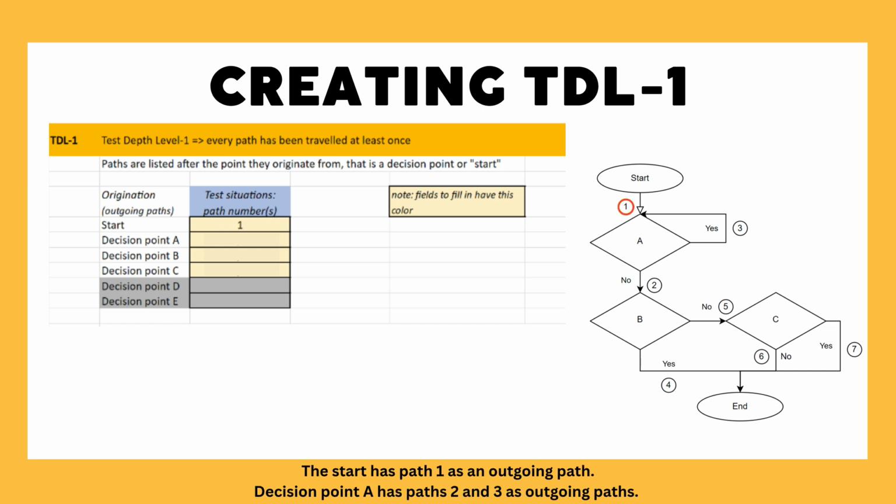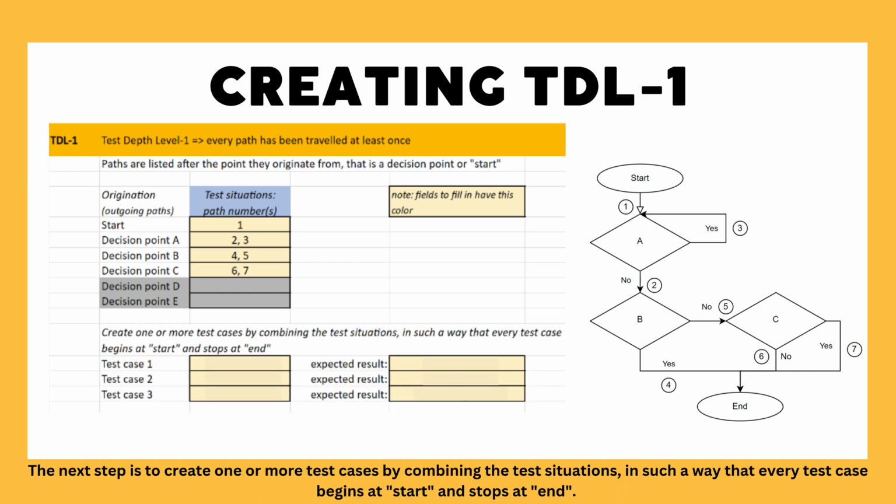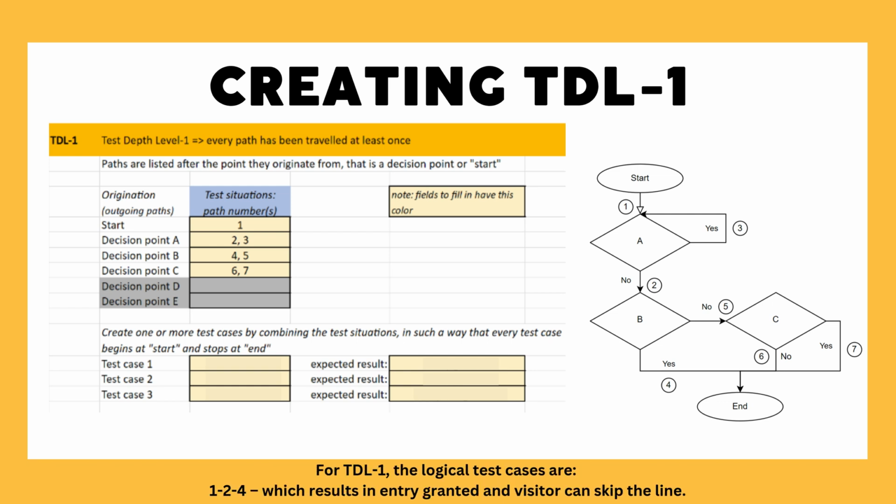The start has path 1 as an outgoing path. Decision point A has paths 2 and 3 as outgoing paths. Decision point B has paths 4 and 5 as outgoing paths. Decision point C has paths 6 and 7 as outgoing paths. The next step is to create one or more test cases by combining the test situations, in such a way that every test case begins at start and stops at end. For TDL1, the logical test cases are 1, 2, 4, which results in entry granted and visitor can skip the line.